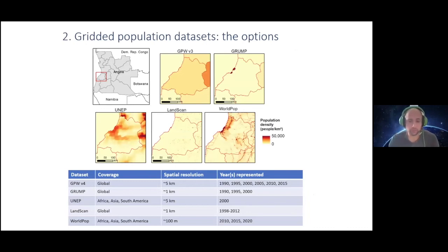There are quite a few continental or global sized products. They are coming, more of them every year. The most common of them are WorldPop and LandScan.